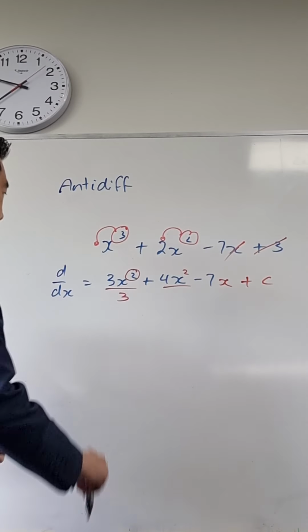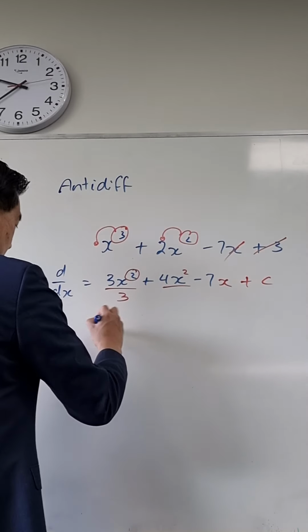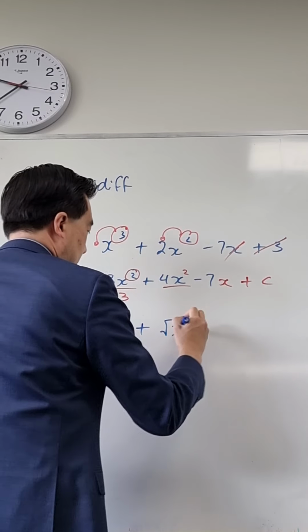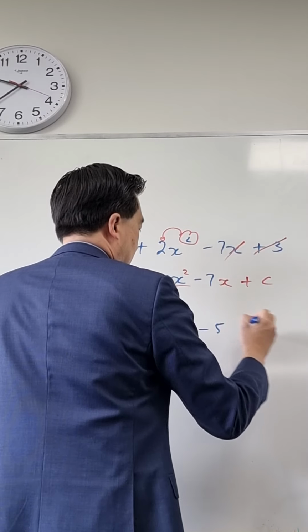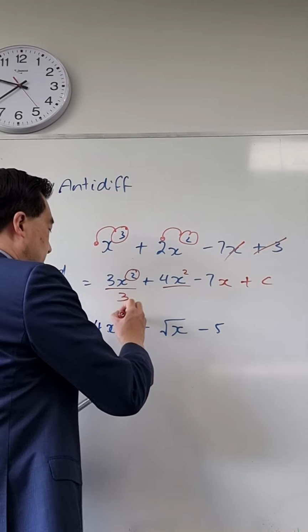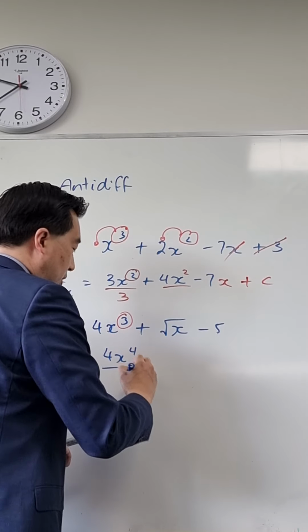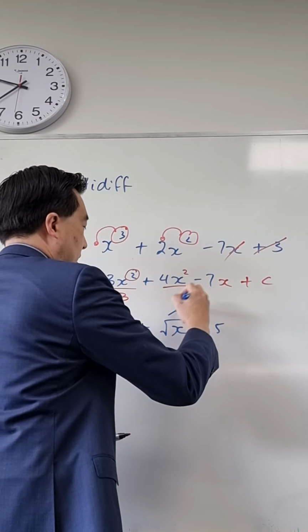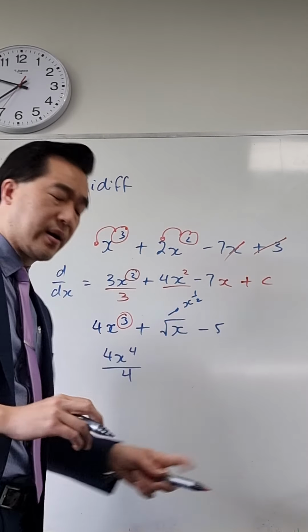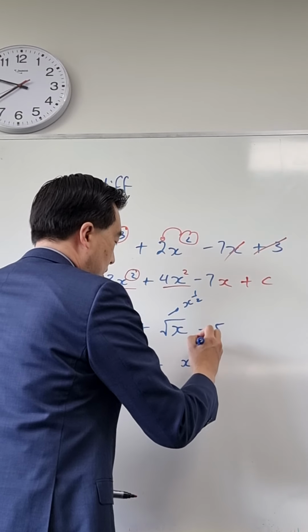Okay? So in this case, if I was to start off with a fresh one, let's just say we had 4x cubed, go with it, make it extra hard as well. So we've got x root x and then minus 5, and that's it. Same thing again, add 1 to this, divide by that new power, so we get 4x to the 4 divided by 4. This is the same thing as x to the power of a half. Remember, you must convert it to a fractional power. So you add 1 to the half, so that's x to the 3 on 2.